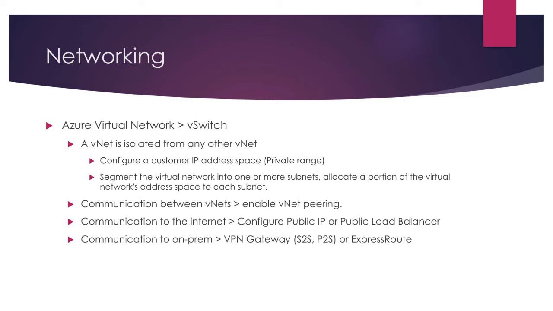For communication out to the internet, you need to configure a public IP address for the devices that you've deployed, or use a public load balancer. Communication to on-prem is typically going to use a VPN gateway, whether this is point-to-site or site-to-site, or you can decide to pick an MPLS provider of your choice in your area and link using ExpressRoute, which is a dedicated, non-internet-based link up into Azure, and that can give you speeds up to 10 gig.